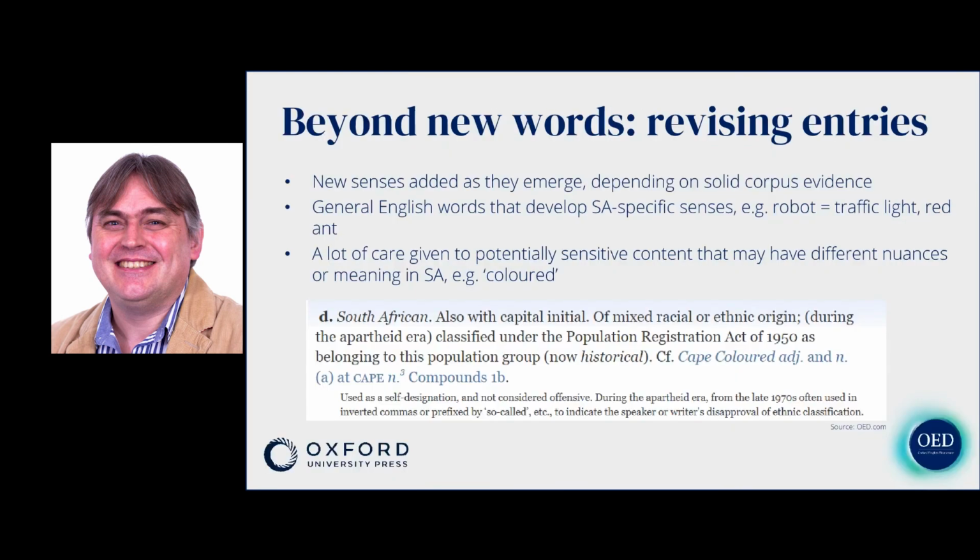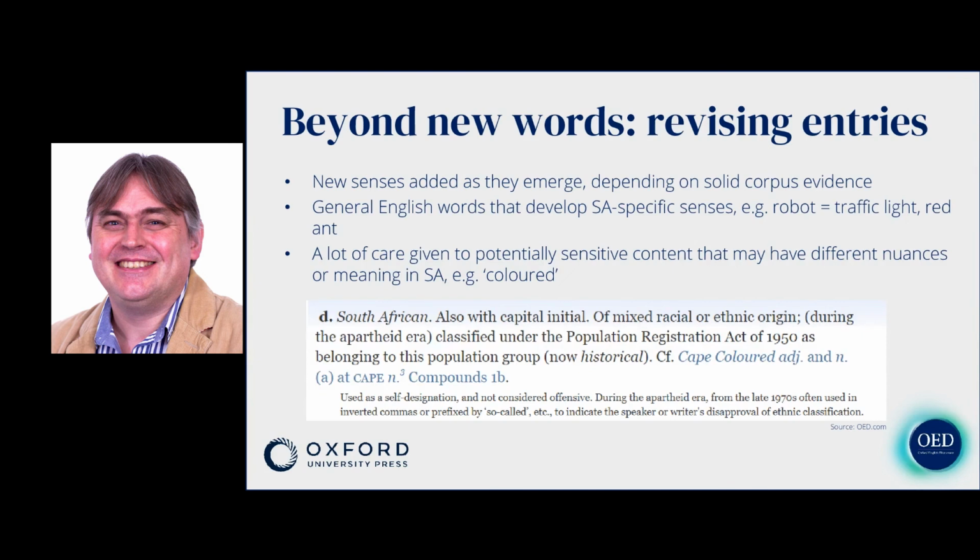Moving on then from finding those new South African English words to just looking beyond new words. As I've already mentioned, it extends to revising the entries, and it could be looking for new senses that come into being in South African English, or even new parts of speech, as we saw with Zol, which is usually used as a noun. It can then turn into a verb as well. But I think the key thing about all of that is we make sure before we make any revisions that we have solid corpus evidence backing us up.